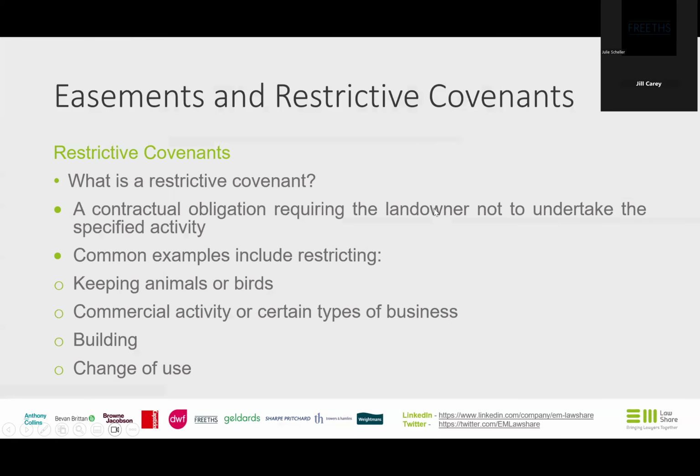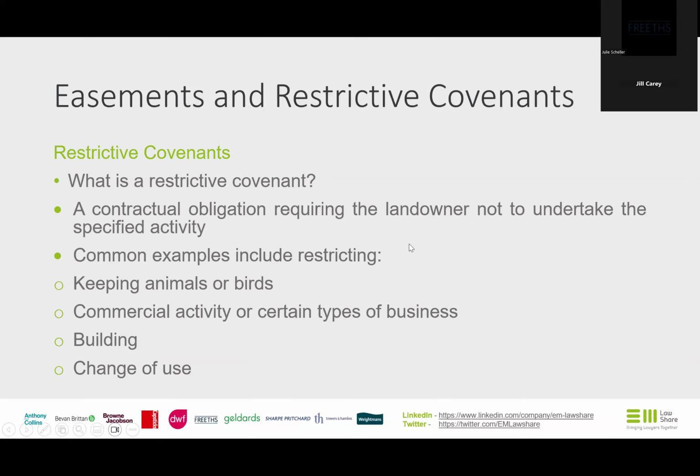I'm sorry, we are getting quite short on time. I'll keep the restrictive covenants as quick as I can. They are different to an easement, although they also go to controls over what you can do with land. Restrictive covenants are more of a contractual obligation that requires you not to do something on your land.